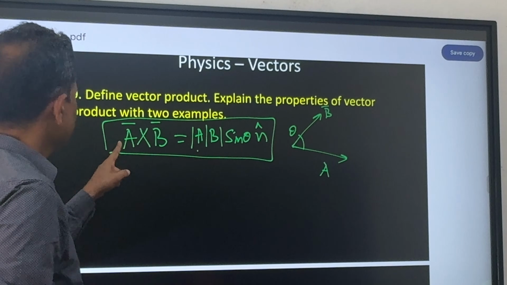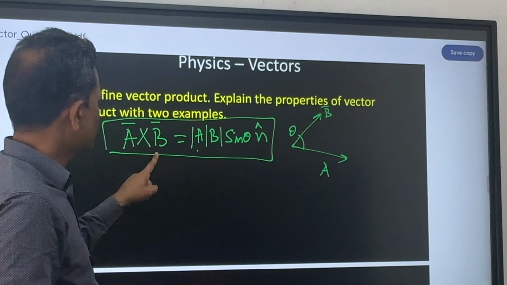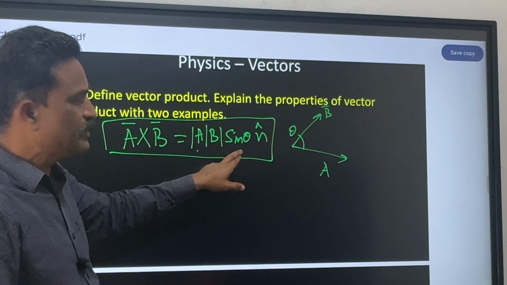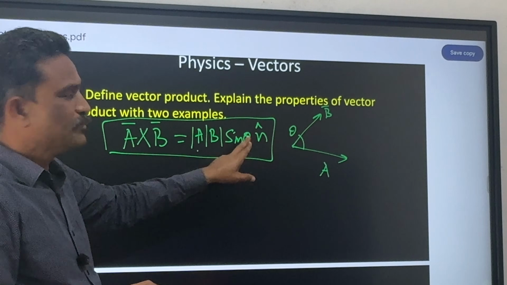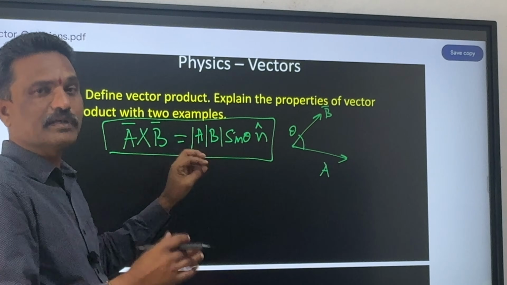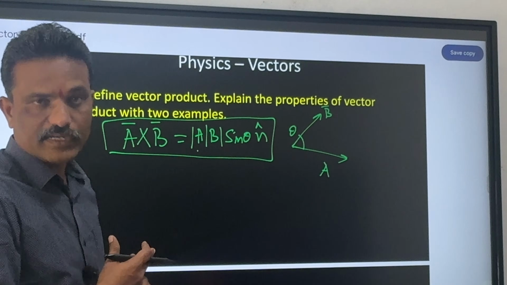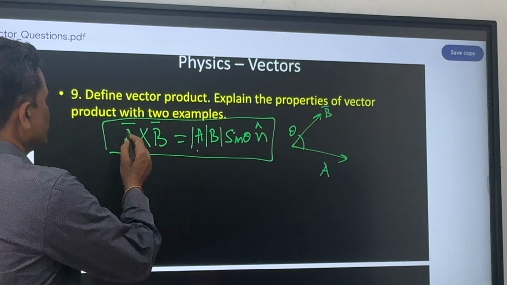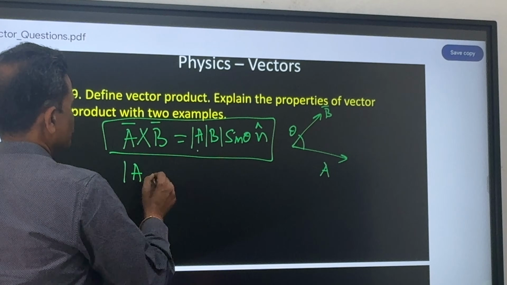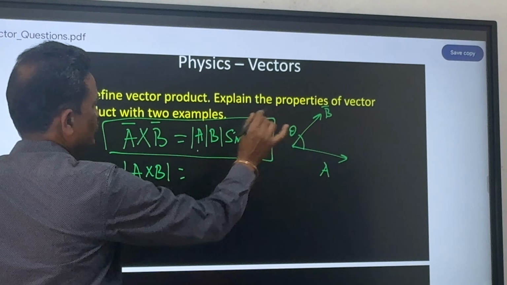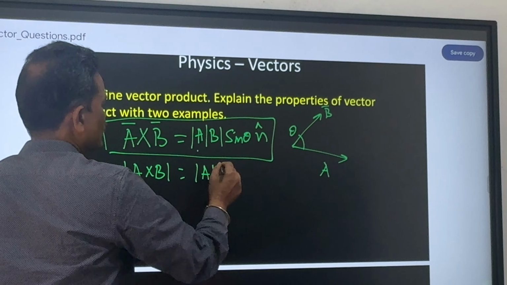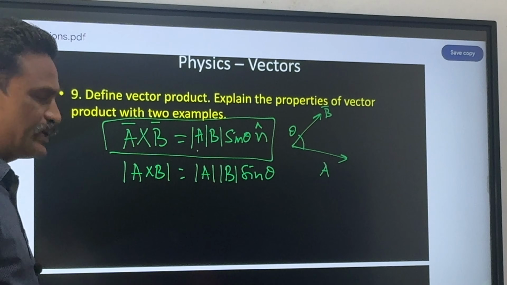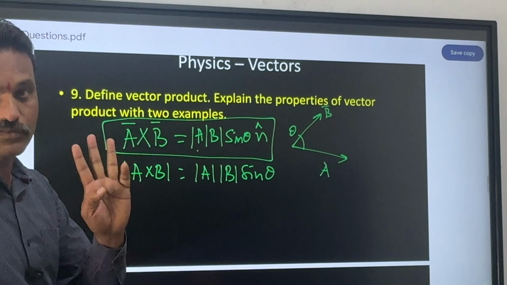The cross product or the vector product of two vectors is the product of their magnitudes and the sine of the angle between them and a unit vector perpendicular to both A and B, perpendicular to the plane consisting of vectors A and B. That is the answer. Now what are the properties? If I take only magnitude, the unit vector disappears, and this will be mod A, mod B sin theta. So many properties can be written, writing at least 3 is enough.